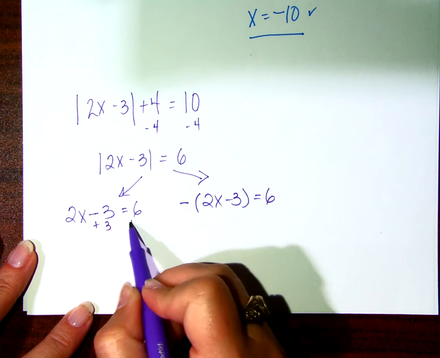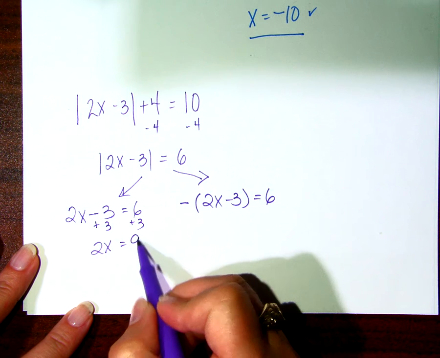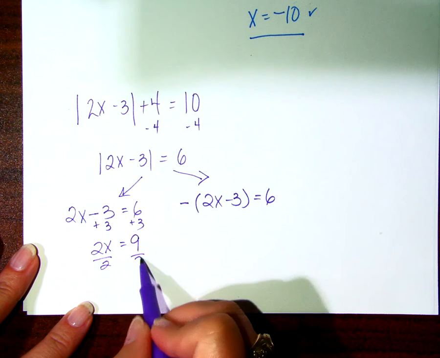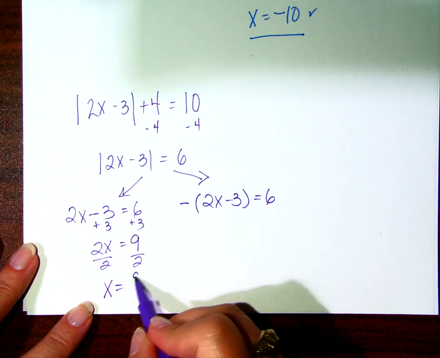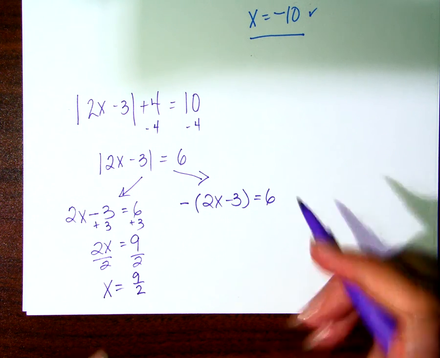Add 3, 2x equals 9, divide both sides by 2, x equals 9 over 2. Don't try to make it harder than it is. And it's not hard, it's just a fraction. Okay? What about this side?